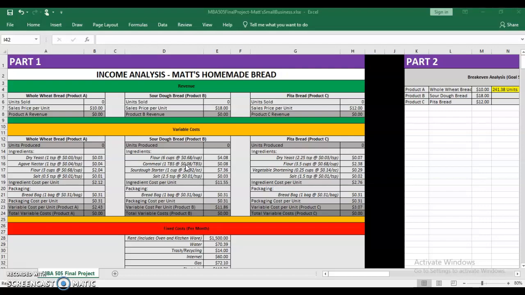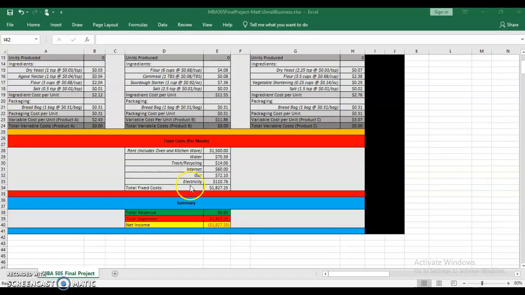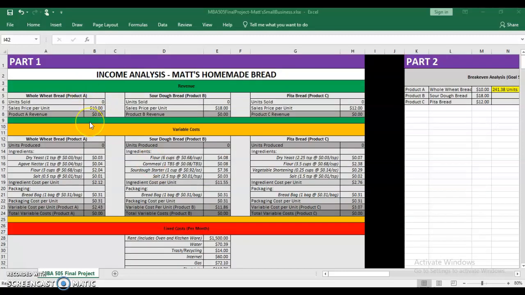The first thing I did was create an income analysis for the company. Looking online, I decided to create a company that made three types of bread. I looked up the recipes and what I would need for each bread, and I created an income analysis for each recipe that filtered into a summary section for the income analysis. And all this is linked.